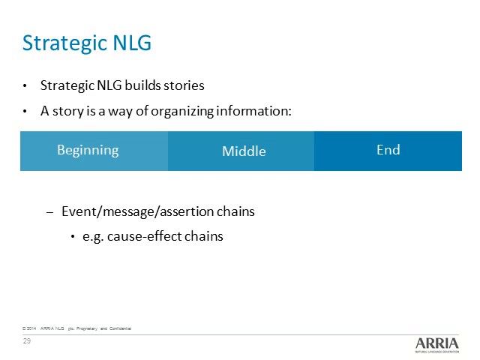So the strategic NLG part is the one that actually builds the stories we require. Now, we have been saying that a story is a way of organizing information: beginning, middle, and end. There is one very high-level structure, but there are different structures. And also, there is another very important part of a story. A story has a chain of events, or messages, or assertions, whatever you call them. So typically, these are cause-effect chains, but these chains actually make the whole story work.